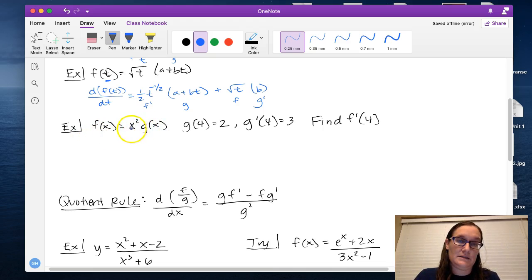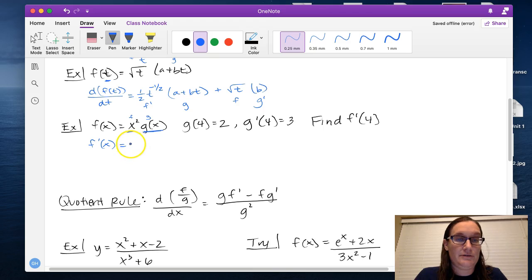So f of x is x squared times g of x. And then they give you some information about g, and they ask you to find f prime of 4. Before we can find f prime of 4, we've got to find f prime. All right, so the derivative of this, we've got two x's, and they're multiplied. So we have to use product rule. All right, so this is my f. This is my g, ironically named g.